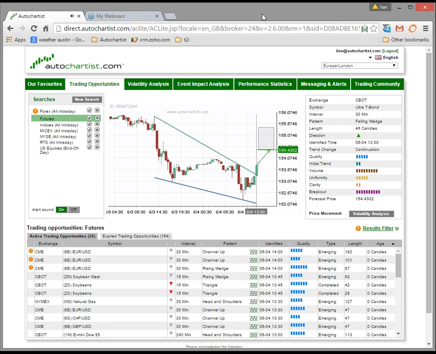Provide an overview of the Autochartist platform, and it's not really going to be around actual trading strategies, around chart patterns or support and resistance levels. It is really mostly going to be around what the platform offers you. So I hope you get a good understanding of that.